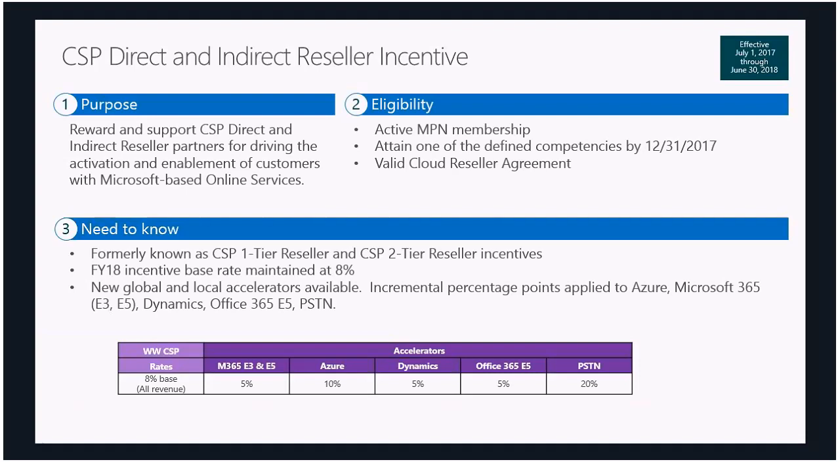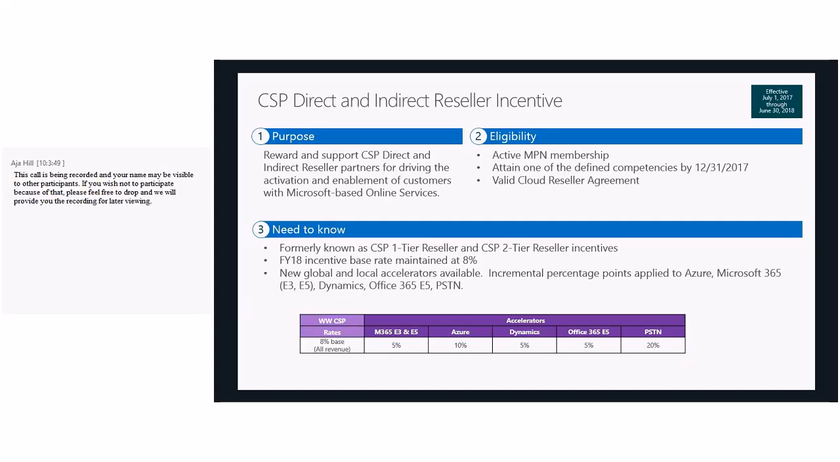Eligibility will be based off competency attainment. And I do want to repeat that because that is a big change from last year. One of the main eligibility requirements for the CSP direct and indirect reseller incentive is based off competency attainment. I'm going to talk more about that in a minute. I have a whole slide dedicated to it. Partners also must hold an active MPN enrollment and sign the Microsoft Cloud Reseller Agreement.